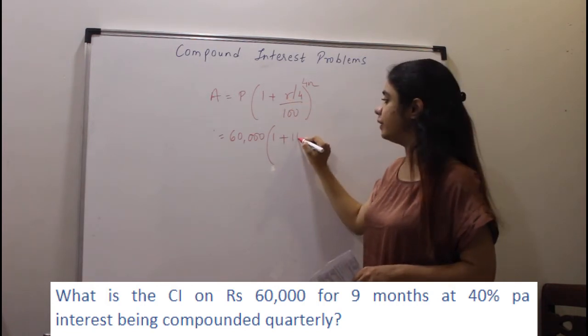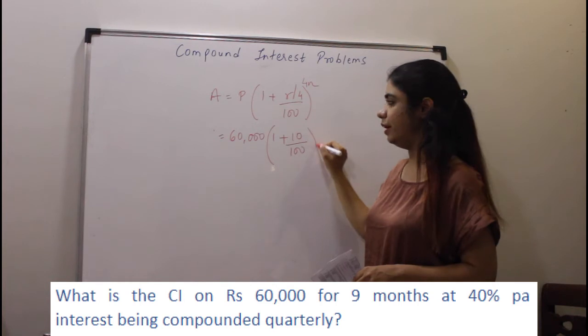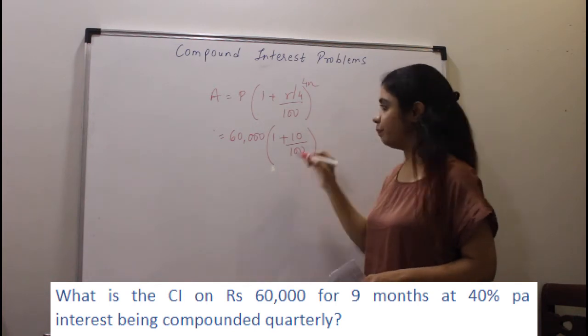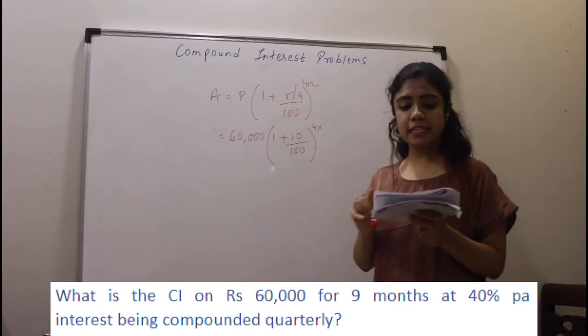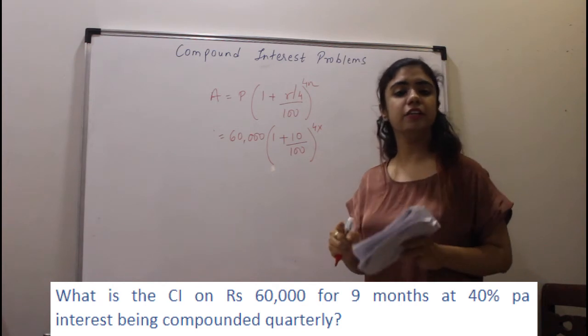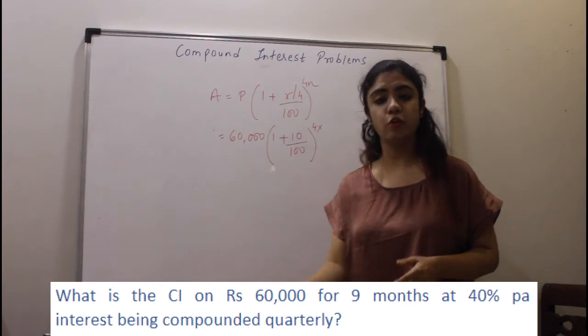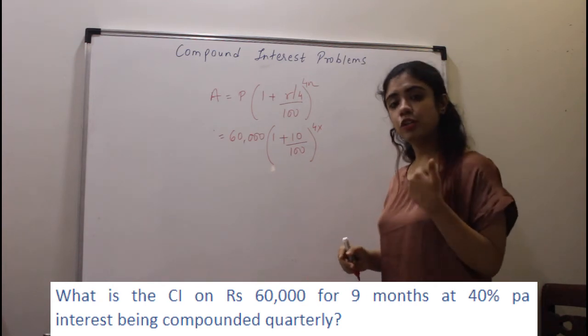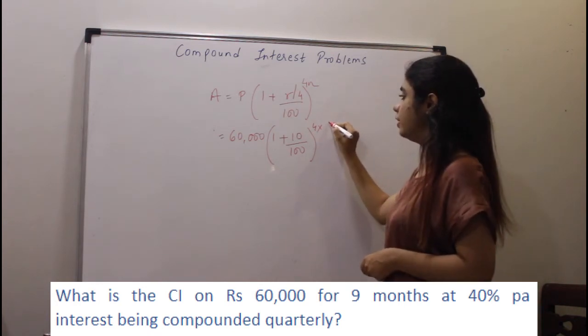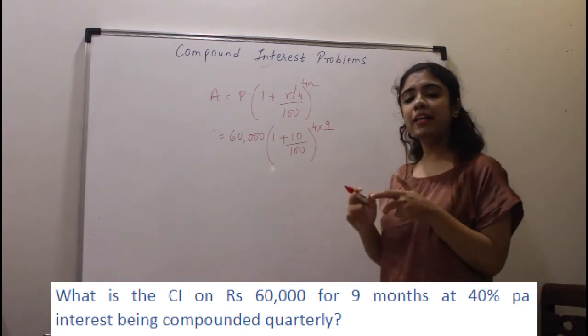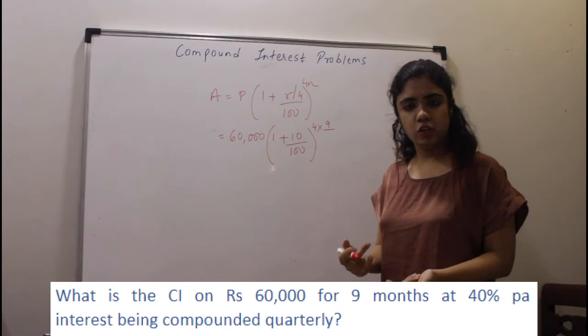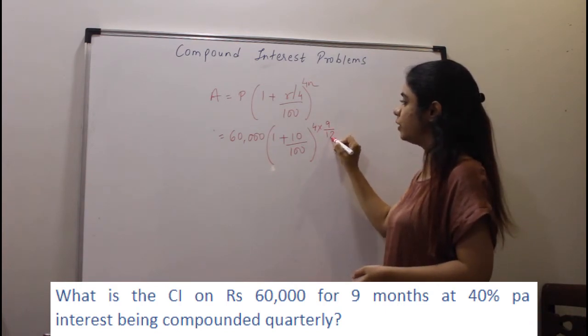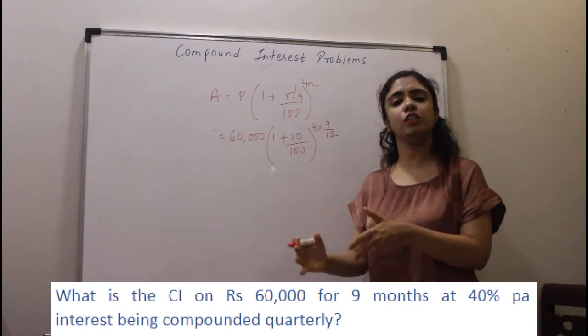So that will become 10 upon 100 raised to 4n. Now, in this case they are not asking you for the entire year. They are only asking you for 9 months. So how will it work for 9 months? It will be 9, but I have to write it annually, so I will divide the months by 12 because a year has 12 months.